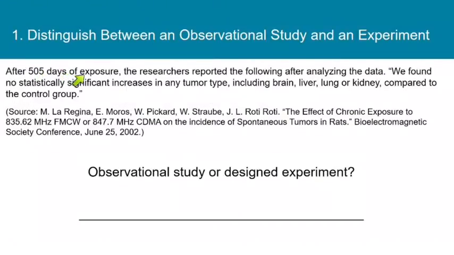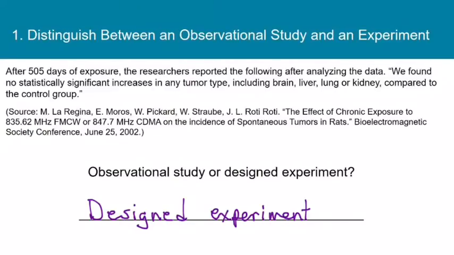After 505 days of exposure, the researchers reported the following after analyzing the data. We found no statistically significant increases in any tumor type, including brain, liver, lung, or kidney, compared to the control group. Okay, now, in this case, the rats were intentionally chosen and placed in different groups, and different treatments were applied to each group. So this is definitely a designed experiment. In other words, the rats didn't choose which group they belonged to. The researchers chose which group the rats would belong to, and they chose which group would receive which treatment.